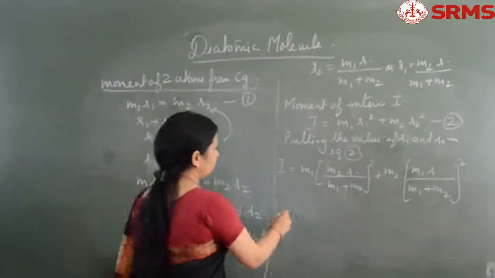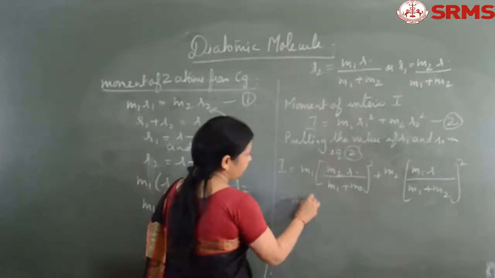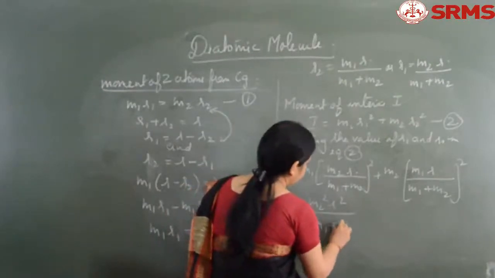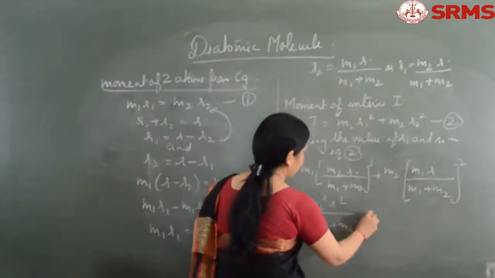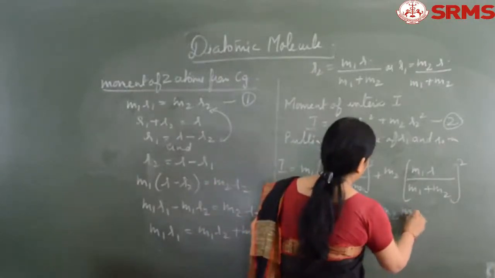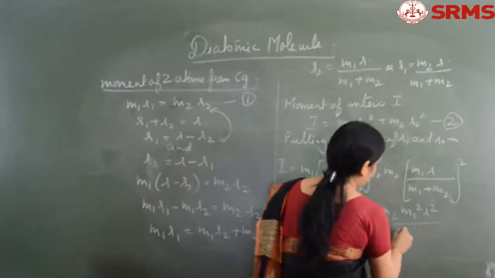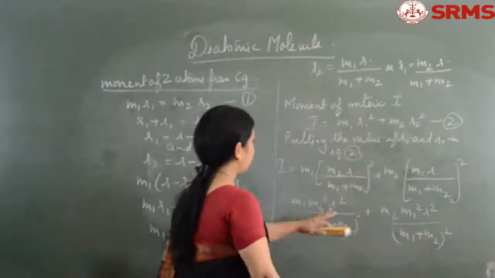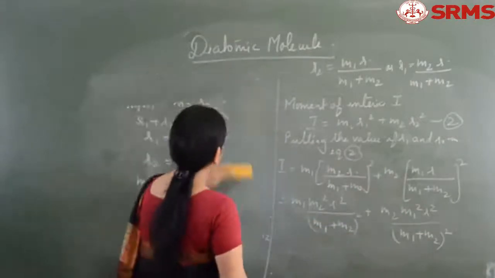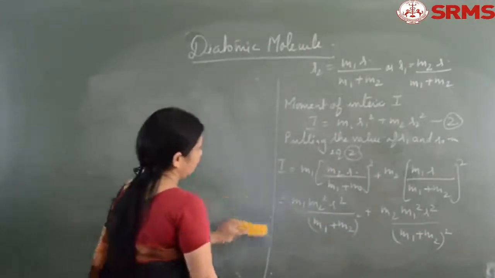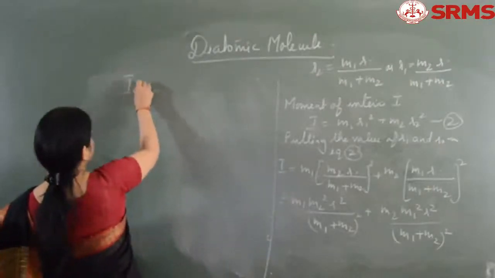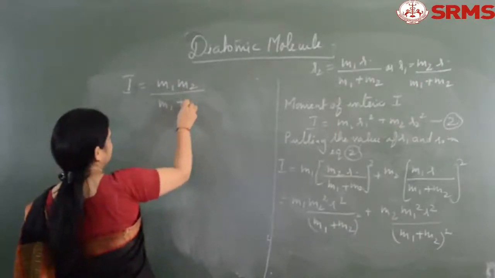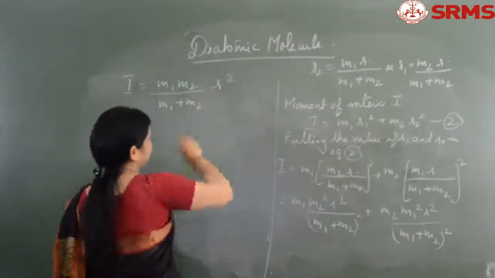Then I solve it out. When I solve it, I get m1 m2 square r square over (m1 plus m2) square plus m2 m1 square r square over (m1 plus m2) square. Solving it out, I get I is equal to m1 m2 over m1 plus m2 times r square.